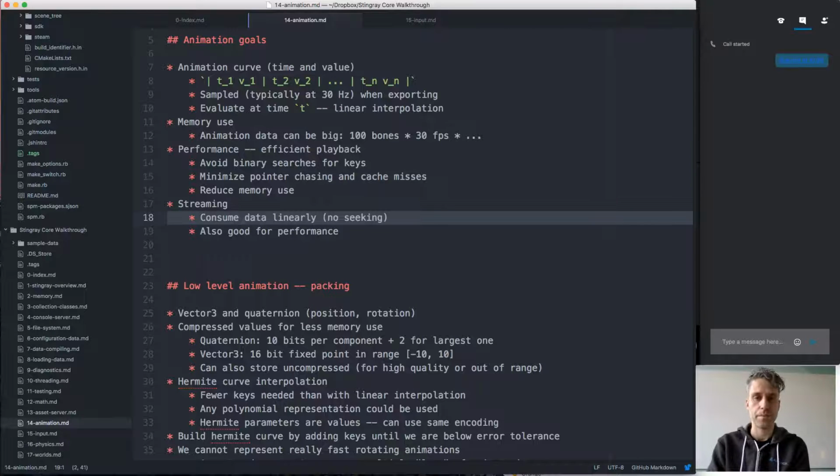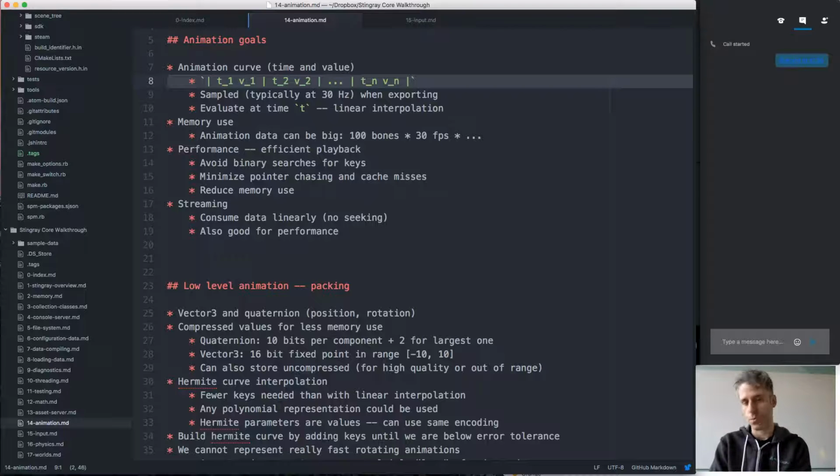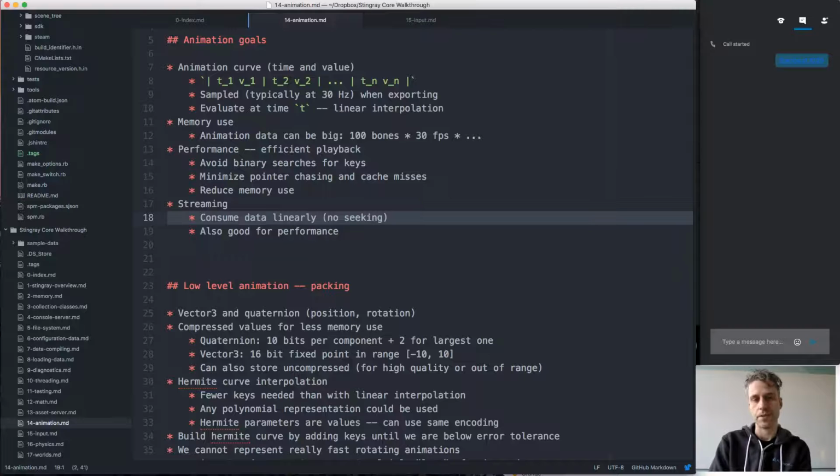So if you do a naive storage and store curves like this for each bone, then we would have to jump around in the file in order to get to the last bone, for instance, which would be at the end of the file. That means we couldn't stream the data efficiently. So we want to find a layout where we can consume the data linearly from beginning to end as we're playing the animation, and then it will work in a streaming scenario too.